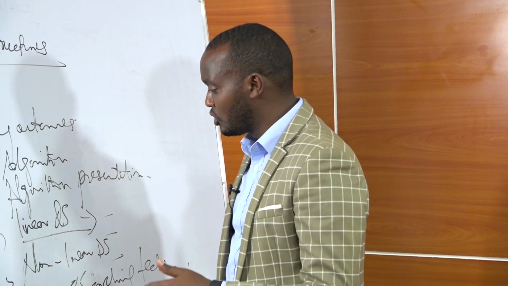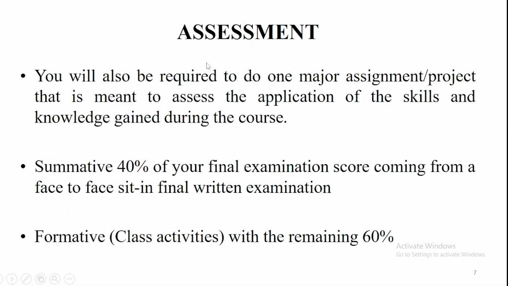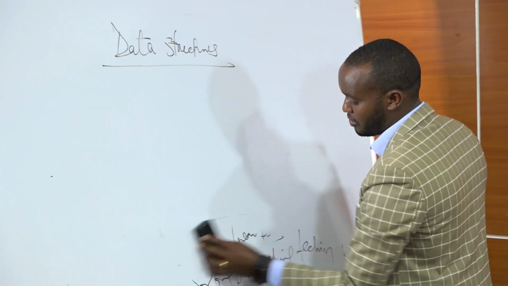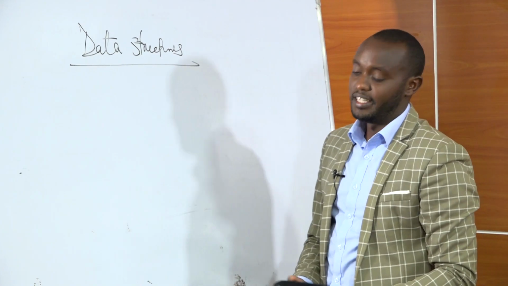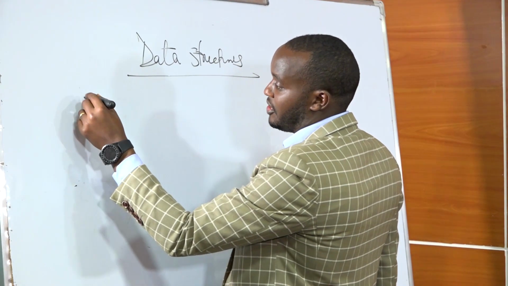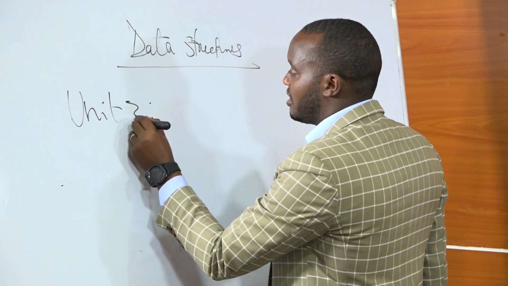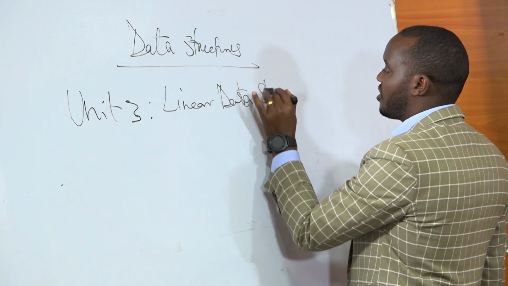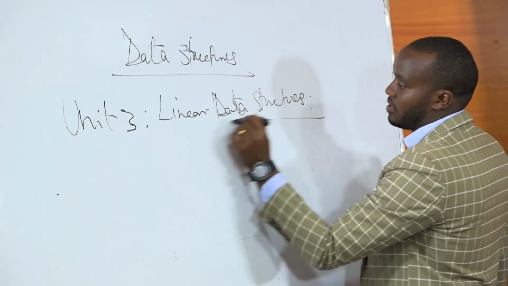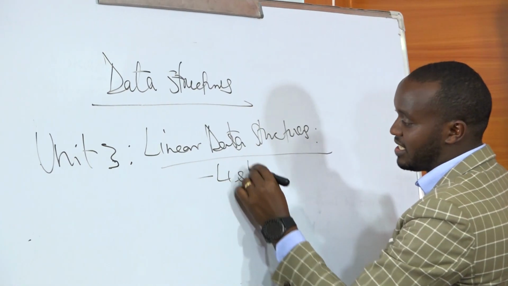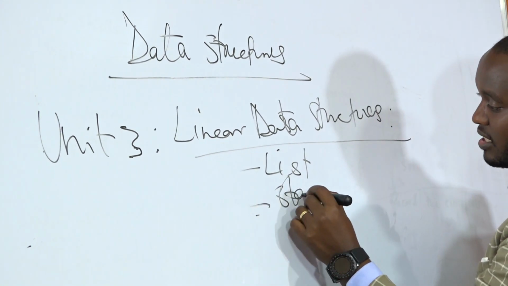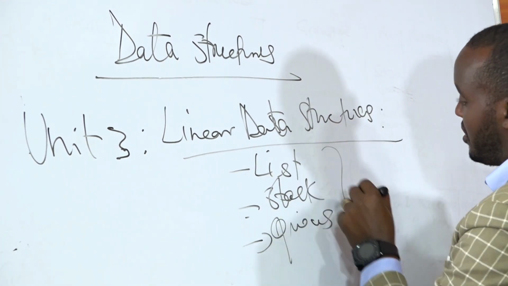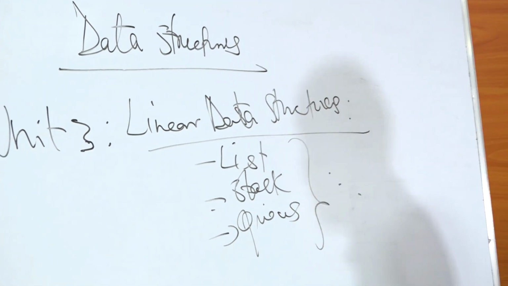So now we can go to today's unit, which is Unit 3, about linear data structures. Here we have the list, and then we have the stack, and then we have the queue. These are the particular examples of linear data structures.